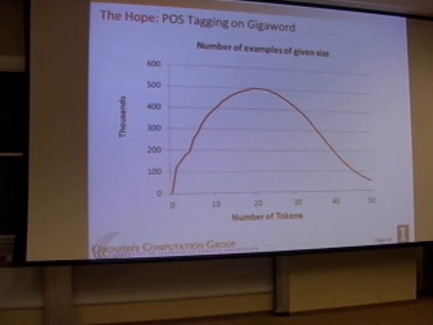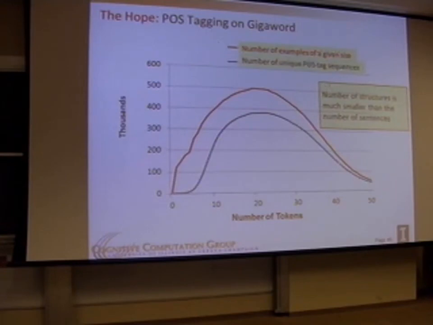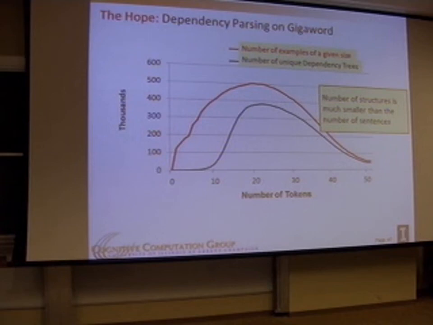Why is there hope even in looking at problems this way? So this is a graph that shows the number of examples of a given size when I'm looking at part-of-speech tagging on Gigaword as a function of the number of tokens. And this is the number of structures, unique part-of-speech tag sequences that I get. So you can see that the number of structures is much smaller than the number of sentences. You all know that. Similarly, I'm looking at dependency parsing. Again, the red curve is the number of examples. The black curve is the number of unique structures. Again, much smaller number of structures than number of inputs.